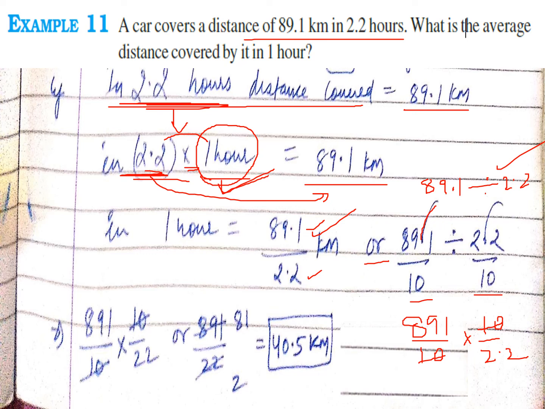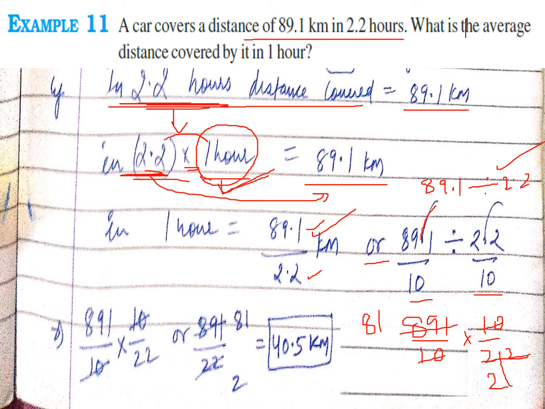Now this was not here. Okay, it is 22. So now we have 891 and 22. Can we cut these numbers with 2? No. Can we cut with 11? Yes. So 11 2s are 22. 11 8s are 88, 1 left. 1 came, 11. 11 ones are 11.